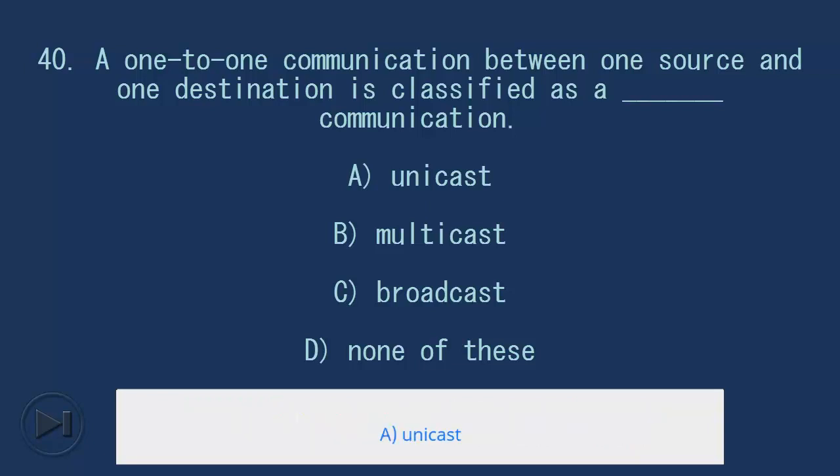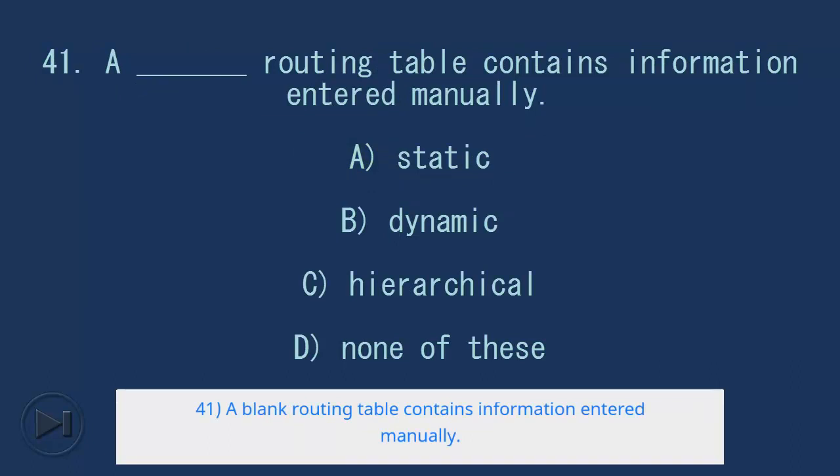40. A one-to-one communication between one source and one destination is classified as a blank communication. A. Unicast. B. Multicast. C. Broadcast. D. None of these. Answer, A. Unicast.